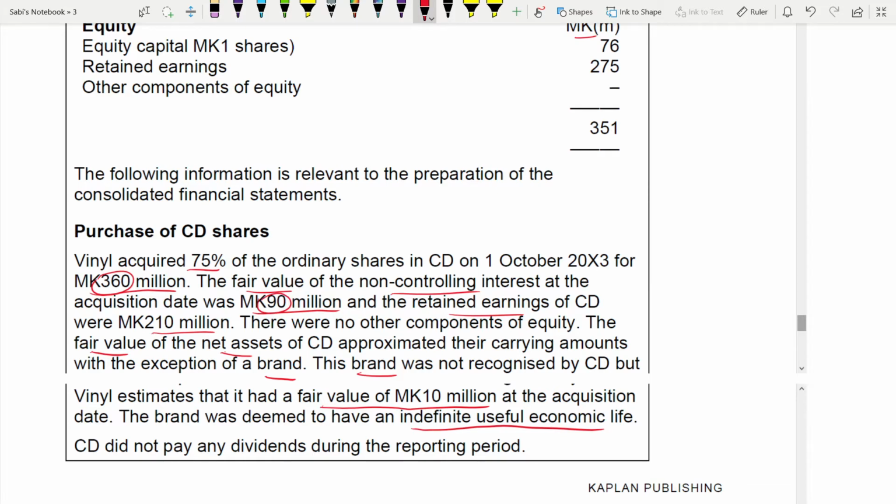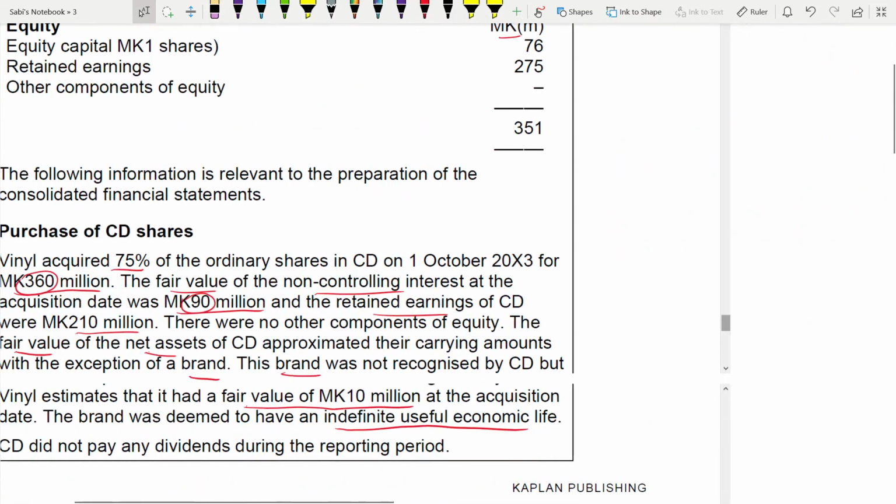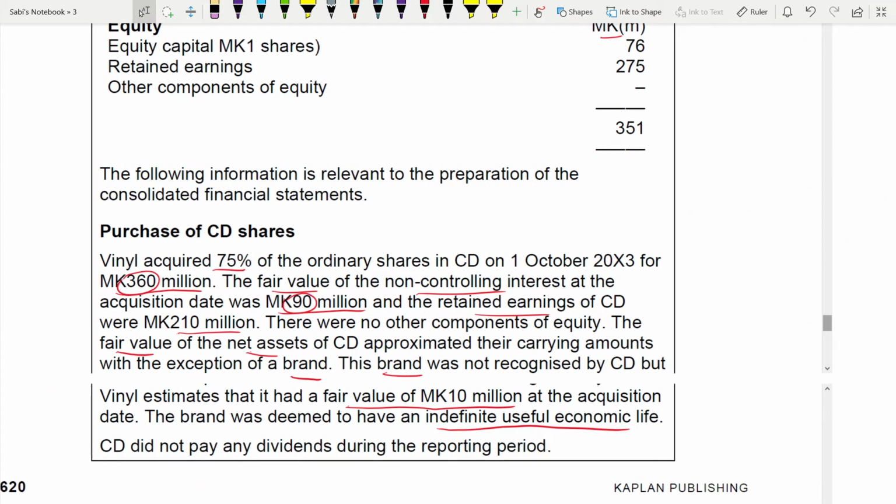Now, what working is required is in this part, the net asset. The fair value of net asset you have to calculate. Why? Because they didn't give you the fair value of the net asset, right? So you have to calculate. What is the formula? Your share capital plus your retained earnings and your brand, because brand is an asset. You have to include it. Share capital plus retained earnings plus your brand. So what are share capital and retained earnings? 76 and 210.